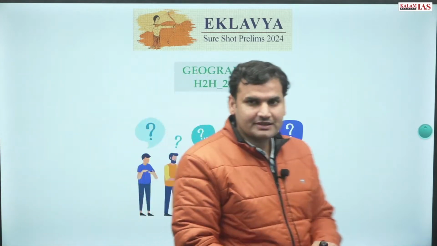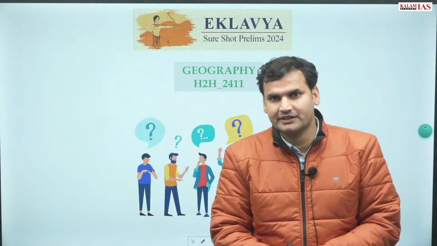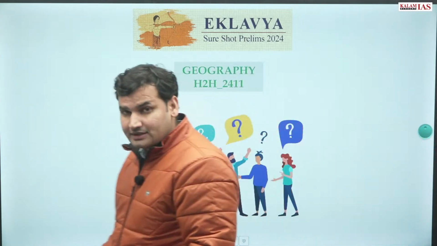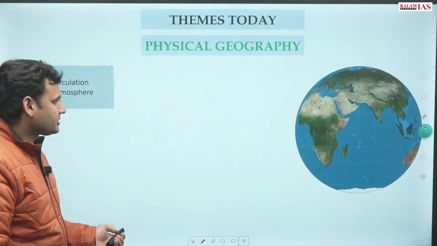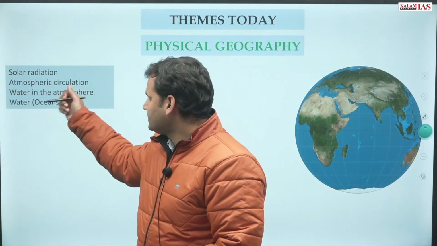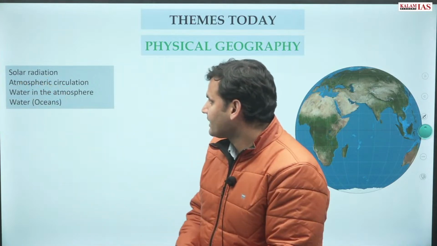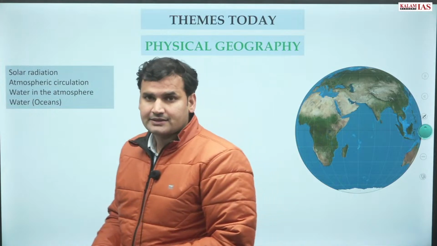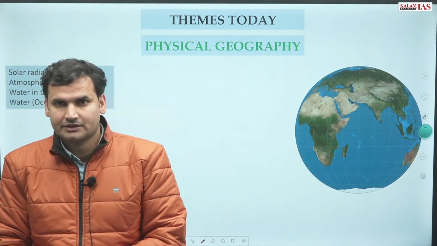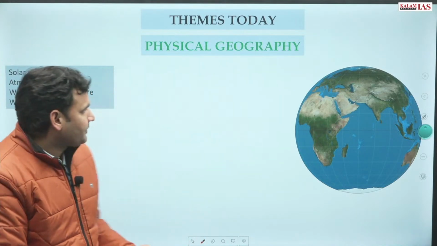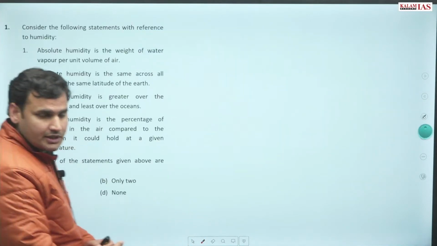2411. This is the second test in the geography series of our Eklavya short prelims. So the themes that are covered in today's test are very important. The themes range from solar radiation, atmospheric circulations, water in the atmosphere, as well as oceans. These are some of the crucial themes in today's examination.